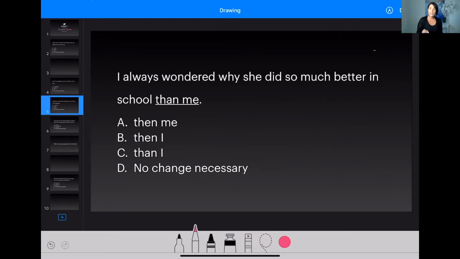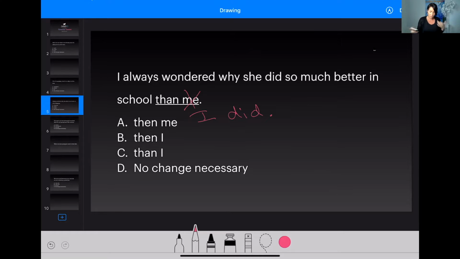All right, so another huge pet peeve. I always wondered why she did so much better in school than me, or she is taller than me, or she works harder than me. No, no, no. This is when I is the proper pronoun to use here. Because what you're saying here is, I always wondered why she did so much better in school than I did in school. Is really what you're supposed to say, but most of us just go, than I did. Okay? Not than me did.